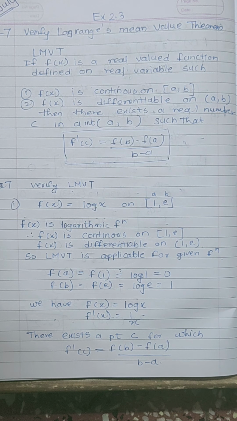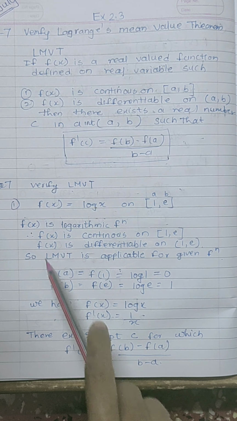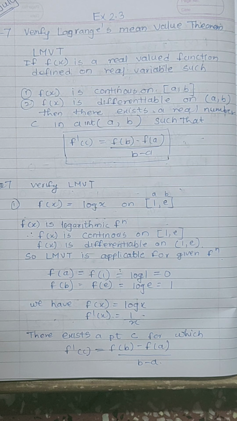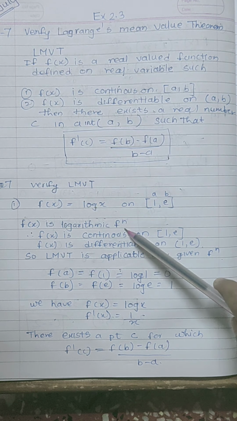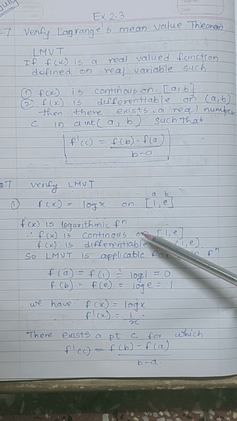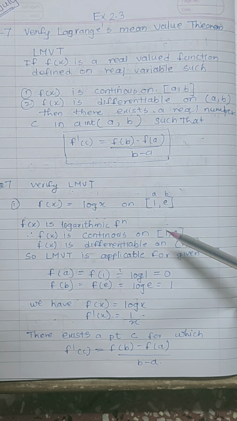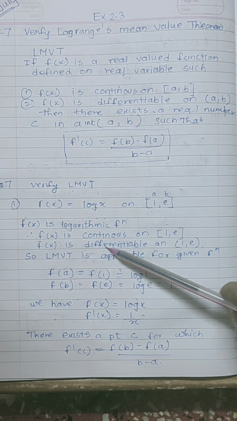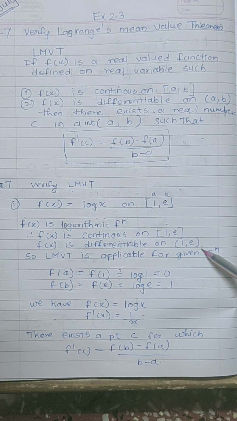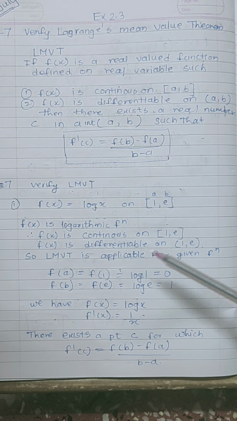Now question number 7 is verify LMVT for the given functions. First function is f of x is equal to log x on the interval [1, e]. So 1 is a and e is b. This is a logarithmic function. First two conditions same: f of x is continuous on the closed interval [1, e] and f of x is differentiable on the open interval (1, e). So LMVT is applicable for the given function f of x.